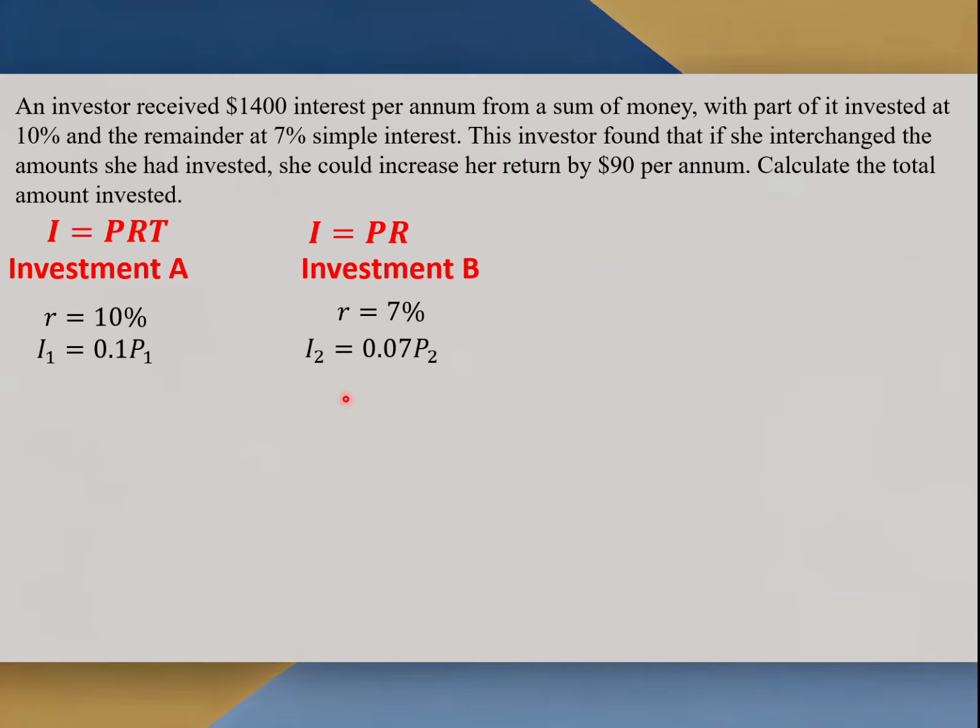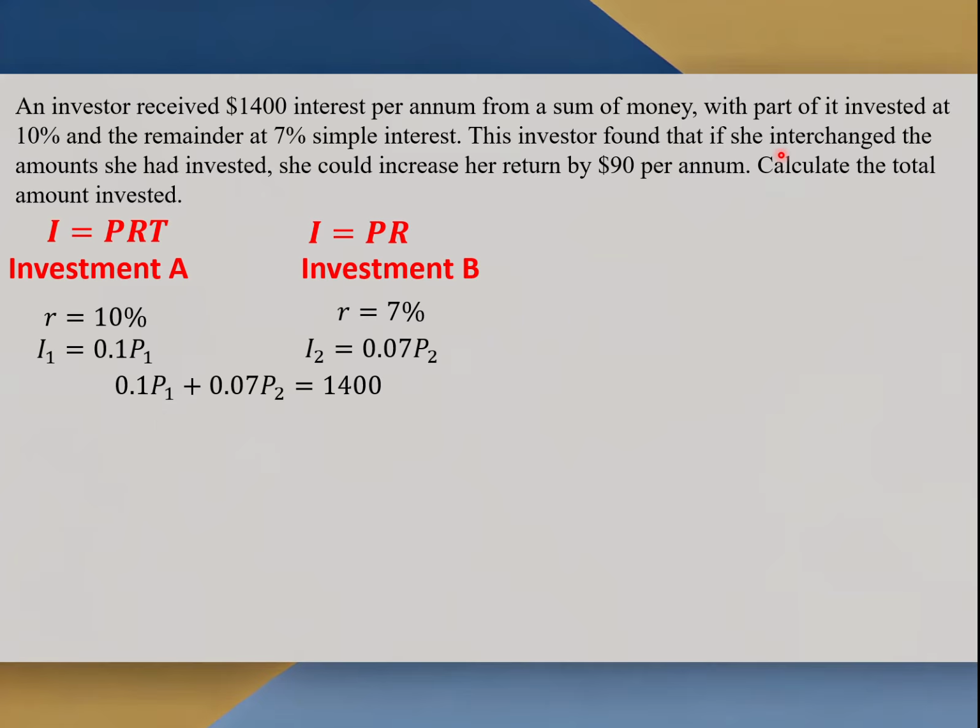One of the things we do know though is what our interest is. Our interest is 1,400 that we've earned in that 1 year. That means whatever this I1 is, our first interest, and whatever this interest here is, I2, they both will always combine to that amount of 1,400. So that's our first equation, 0.1 P1 plus 0.07 P2 is equal to 1,400.